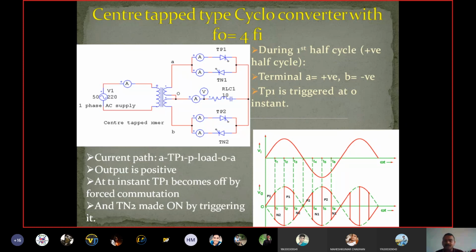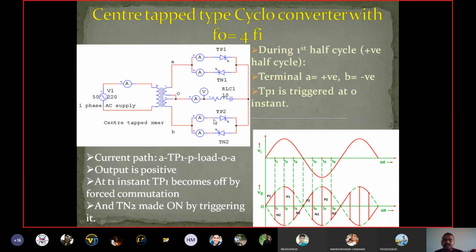This is the center tap transformer type circuit. TP1, TN1, TP2, TN2 are the four thyristors used in this circuit. So TP1 and TN1 are connected in anti-parallel. TP2 and TN2 are connected in anti-parallel. TP1 and TP2 are the positive converter thyristors. TN1 and TN2 are the negative converter thyristors.